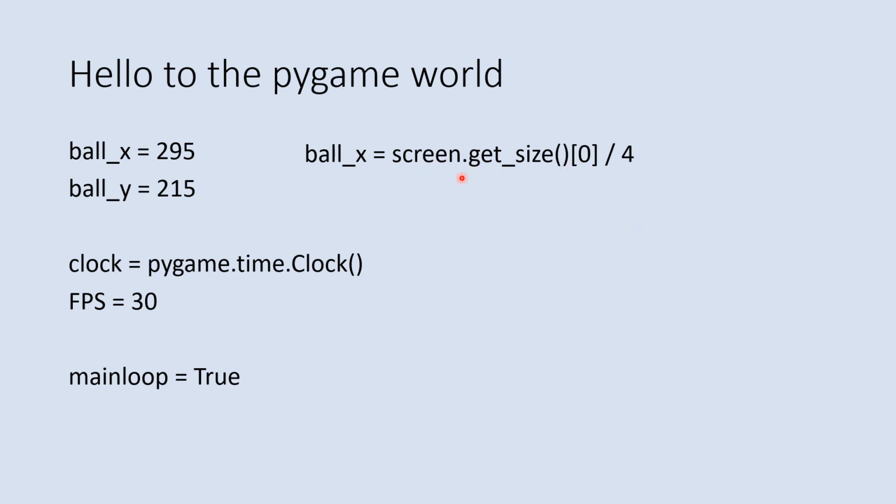And here, for example, if instead of putting 295, we had put something like this in there, then this would start the x value basically a fourth of the way over. If we wanted the ball to be in the center of the screen, we could divide by 2. We could put different numbers. And then we could do the same thing with y, screen.get_size bracket 1, and do something in terms of that. So we could have the ball start wherever we like, and it could be a fixed value like we have here with the 295 and 215, or it could be based on the initial size of the screen.